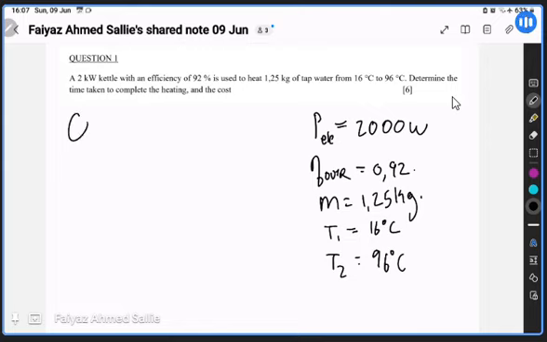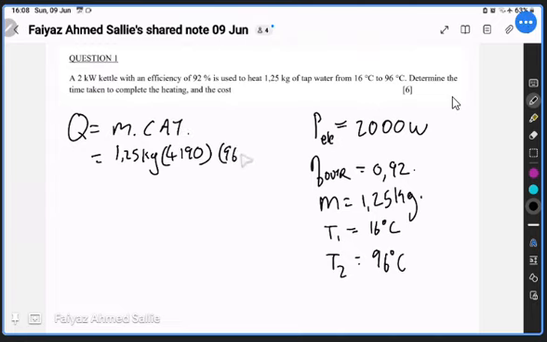We know that Q is equal to mcΔT, and m is the mass, 1.25 kg. The Cp of water is 4190, and the change in temperature is 96 minus 16, and we get energy which is, sorry, 419 kilojoules, right? This is energy, right?